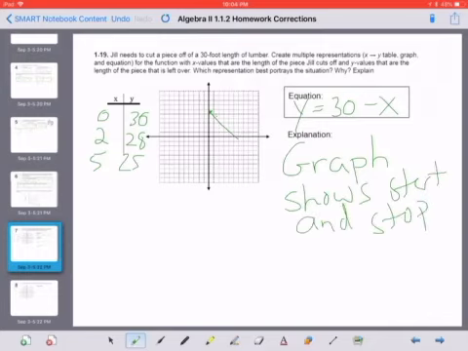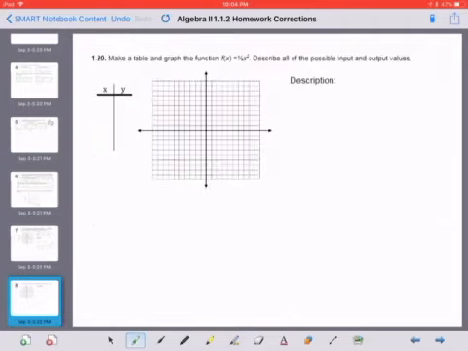The equation implies that we can have negative numbers, and so does the table. So you want to make sure that you realize that we can't have more than 30, we can't have less than 30. Okay. Make a table and graph for the function f of x is 1/2 x squared.